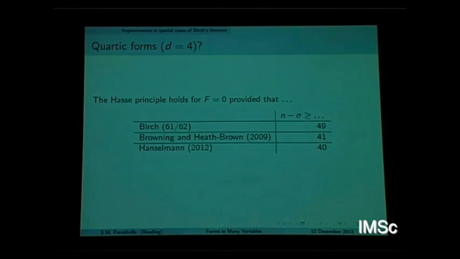And then Hanselmann, in his PhD thesis, utilized an extra idea to save another variable. But that's it for quartic forms. There's no more improvements. And for quintic forms, degree d higher than 4, so 5 onwards, there's no improvements.